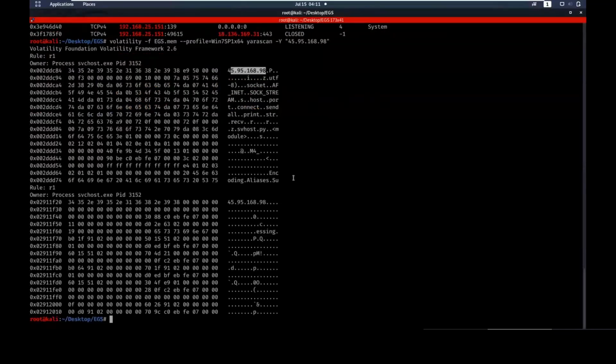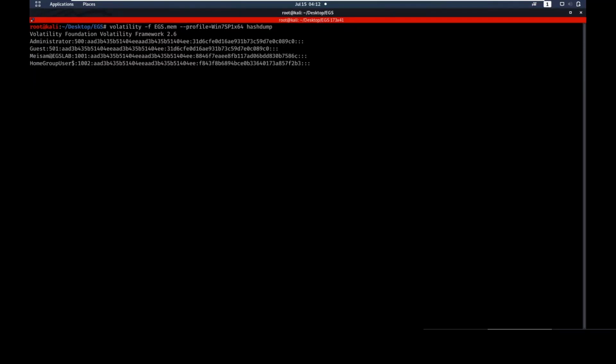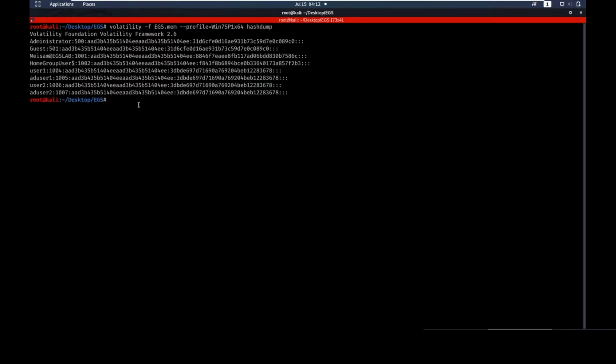For the other two, it was easy because malfind easily detected them as malicious, and they have some pattern of privilege escalation as well. Let's go for one of my final commands, which is the users. I'm not surprised if I can see many users on this computer because it's already compromised. So the hashdump gives us very detailed information about the users.